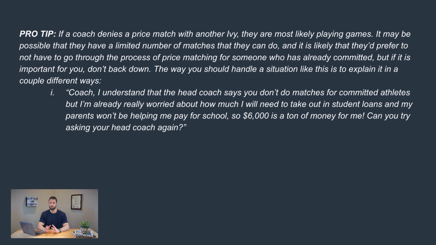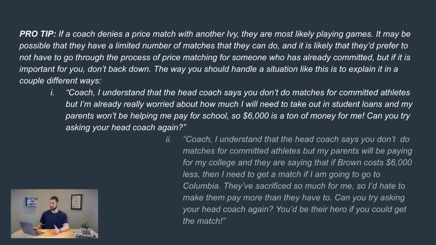In Jill's case, she could say, well, my parents are going to help me with 15,000 per year, but it's going to cost me 27,000 to go. So if it was an extra $1,500 cheaper, then I would have to pay $6,000 less in student loans. Just explain to them your situation, because if you talk to them human to human, they'll usually understand and they'll usually give you what you want.